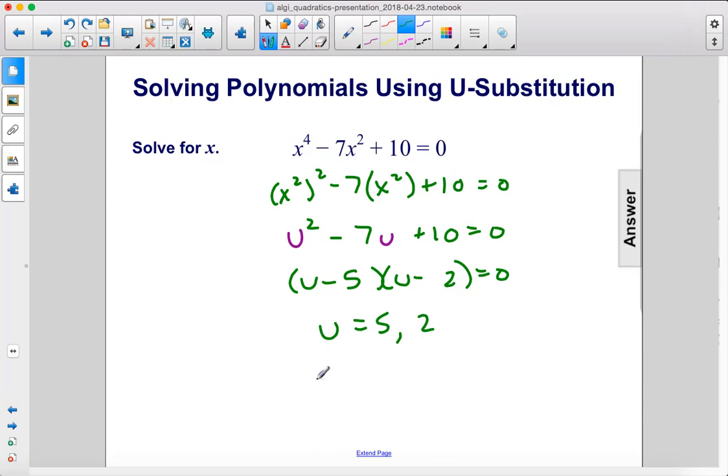So when we plug that back in, x squared equals 5 and x squared equals 2. Therefore, x can be positive or negative square root of 5, and x can also be positive or negative square root of 2.